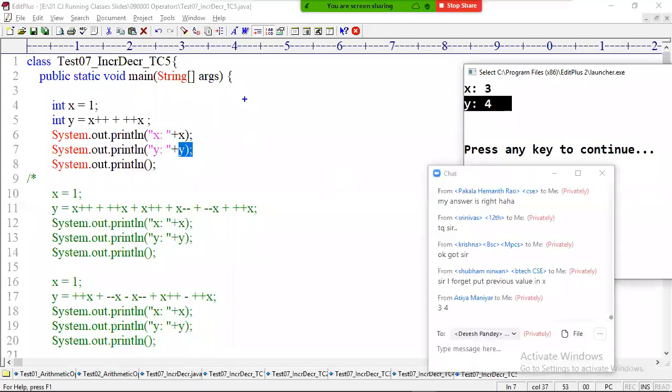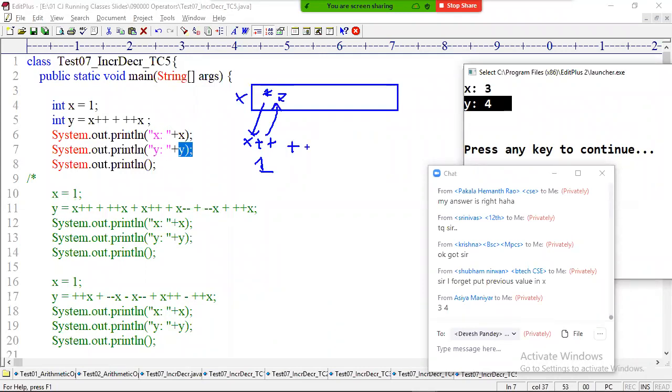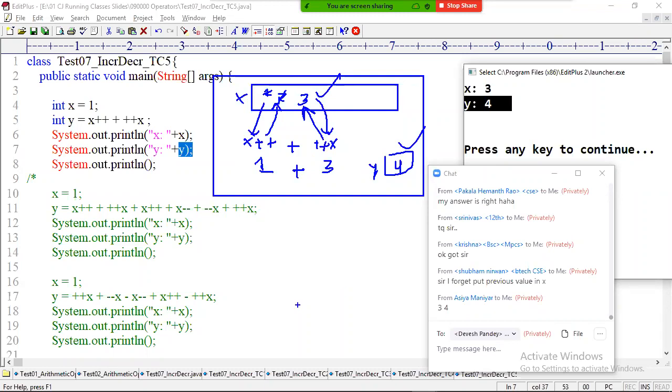Shall we write? Still people are having confusion. X value 1. Then first, X plus plus. For X plus plus, what happened? First, read the value, substitute 1, and then increase. 1 increased to 2. Plus, plus plus X. What is the meaning of plus plus X? First increase, 2 to 3. Then use 3 here, substitute. 1 plus 3, Y value 4. X value 3, Y value 4. Just simply follow like this.